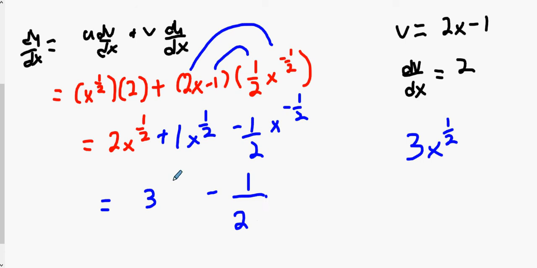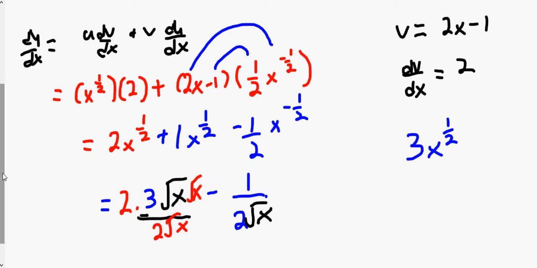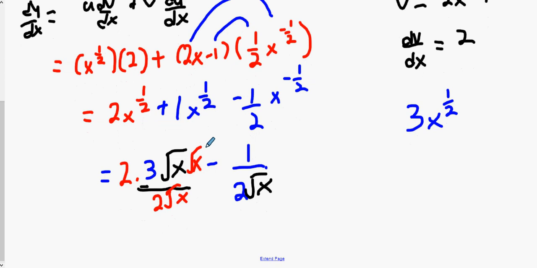Who got this far? Now what can I do top and bottom to make this a single fraction? Put 2 root x on the bottom, then multiply by 2, and then add another root x. Now what's 2 times 3? 6. Root x by root x. So would everybody be happy with 6x minus 1 all over 2 root x? Who got that one anyway? I'm on fire these days. You feeling okay?